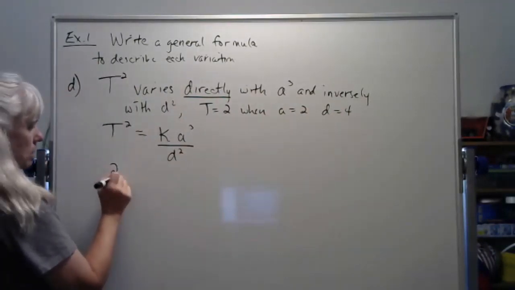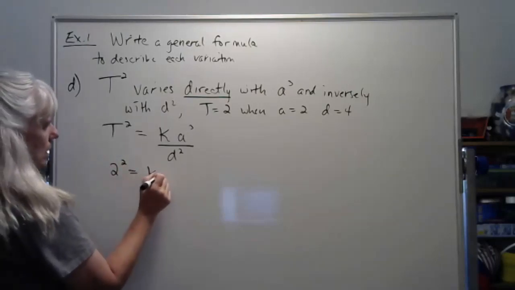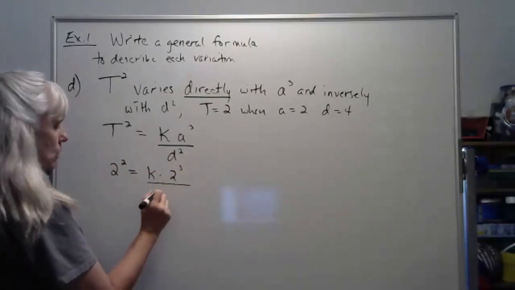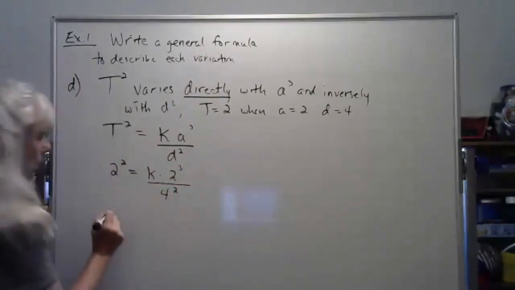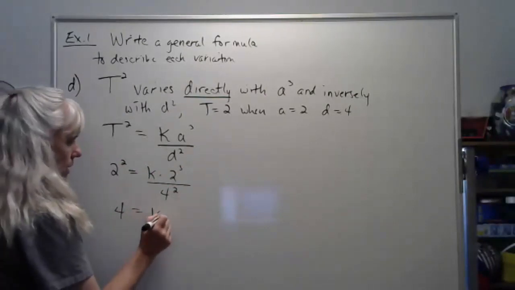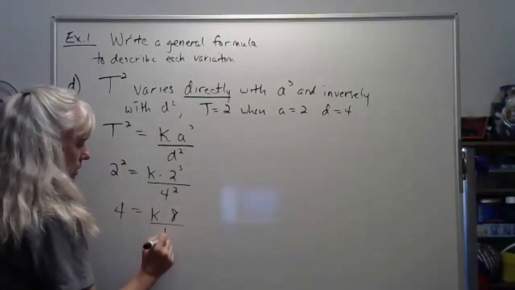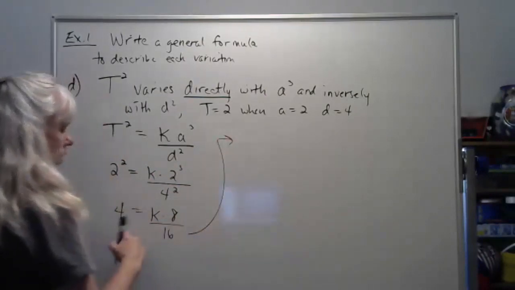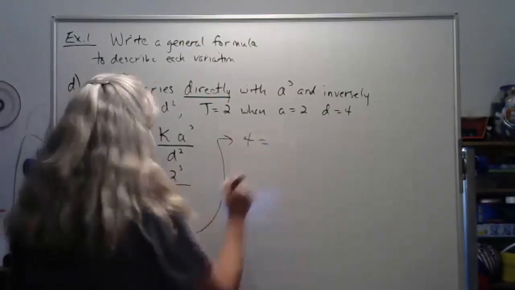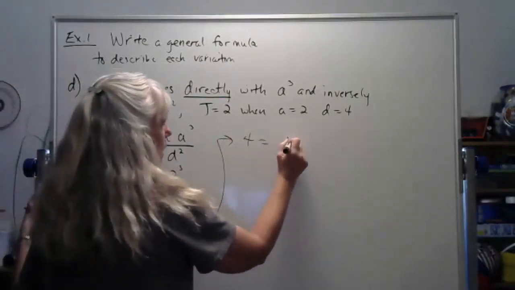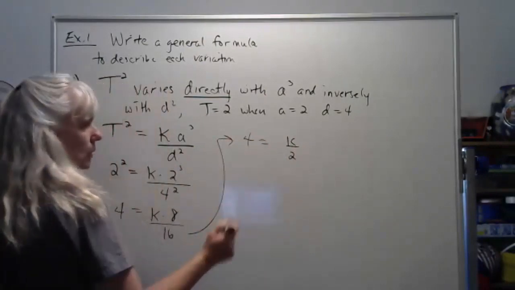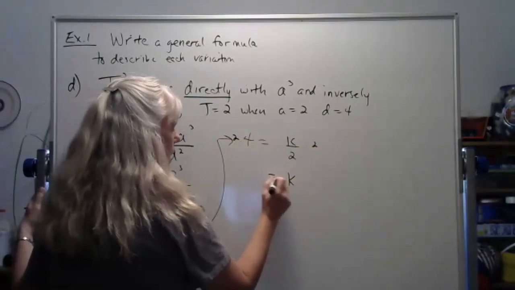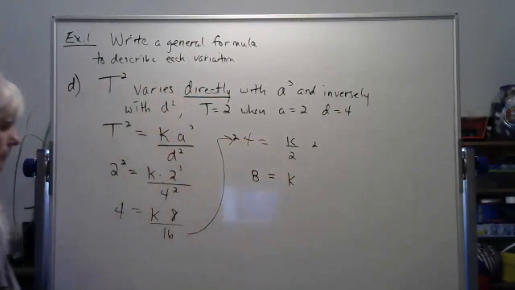So T was 2, that'd be 2 squared, is equal to K times, A is 2 also, but we need to cube it, all over D squared, that would be 4 squared. Well, that's 4 equals K, 2 cubed is 8, 4 squared is 16. I'm going to go ahead and simplify this side before I worry about going across the equal sign. So 8 and 16 will both divide by 8, so that's really going to give me K over 2. And then we'll just multiply both sides by 2 to clean it up from there. And we end up with K equals 8.